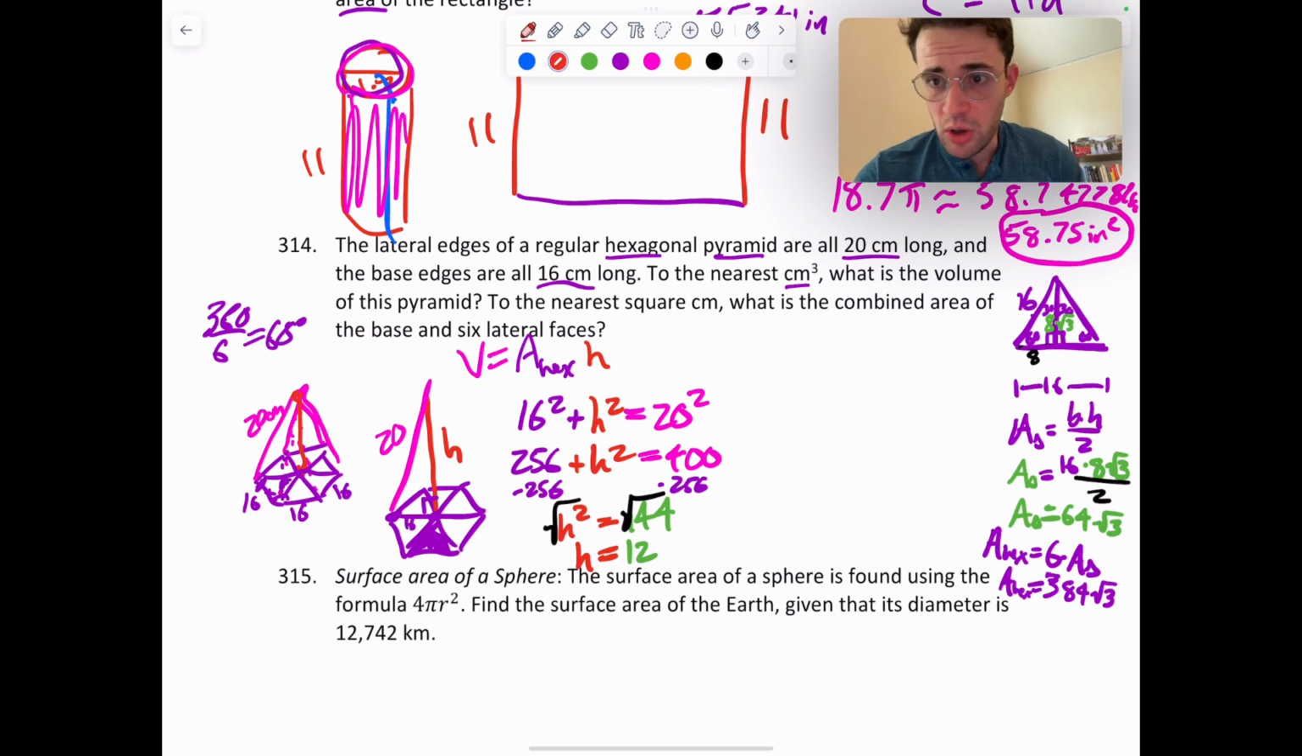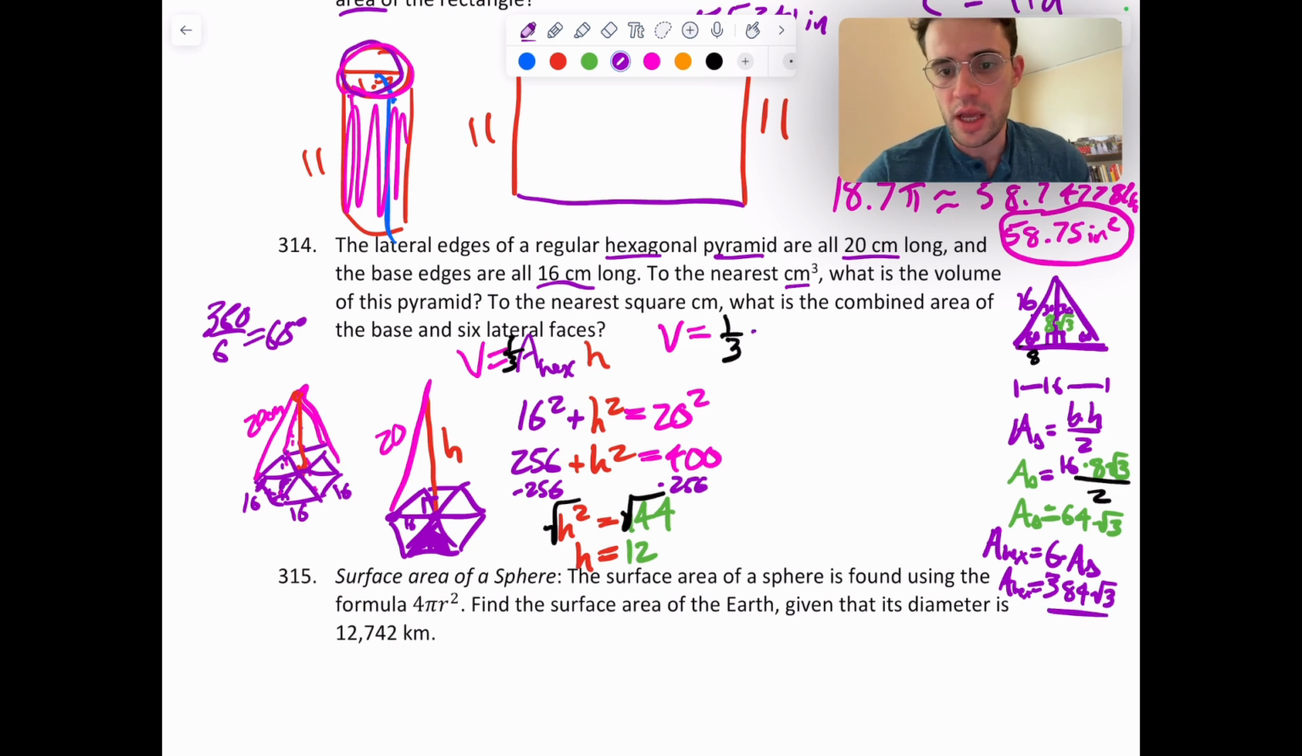Now, I actually misspoke before. I said the volume is equal to the area of the base times the height. That would be for a prism. We actually want to find a pyramid, and a pyramid will be 1/3 of the equivalent prism. So instead of area of the hexagon times height, we're going to do 1/3 of the area of the hexagon times the height.